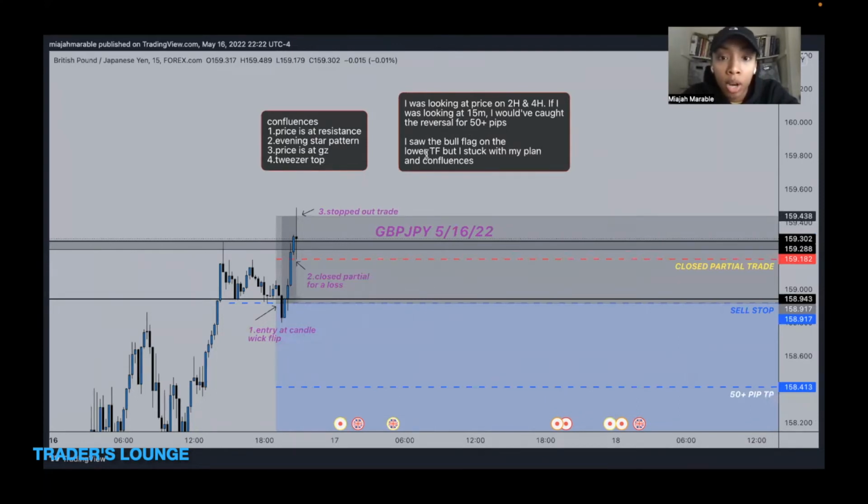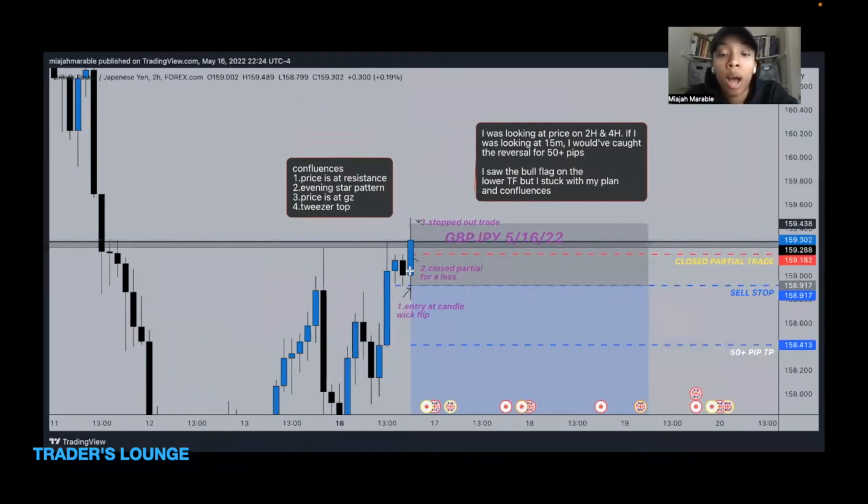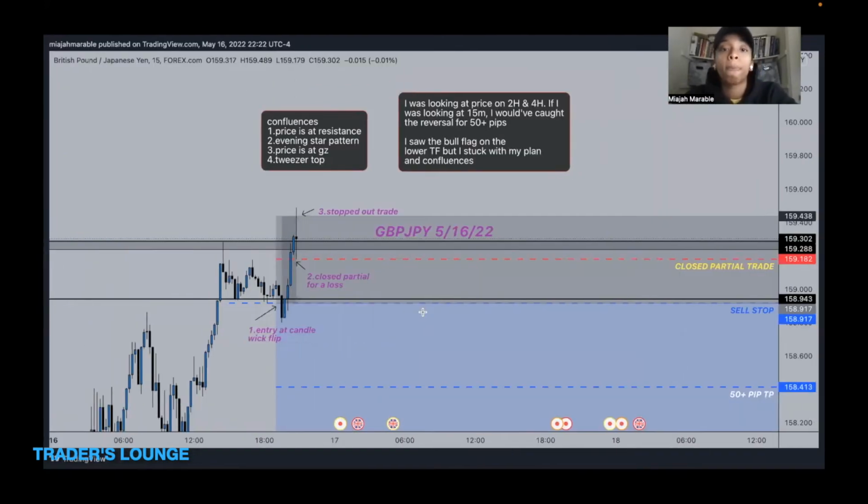I saw the bull flag on the lower time frame, but I stuck with my plan and confluenced it. So I did see this bull flag, but I had my confluences lined up as to my reasoning why I thought price was going to continue down. Even though I did see the bull flag, I still stuck with my plan. I didn't change it at all.